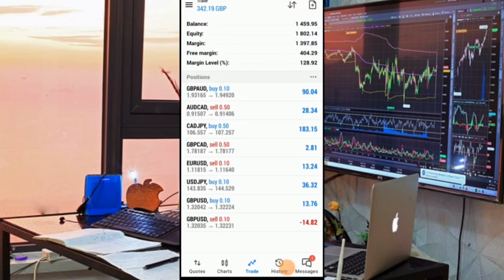I think we can all see this is just one of the trades I was making earlier. This strategy really works, I'm telling you, this is proof.